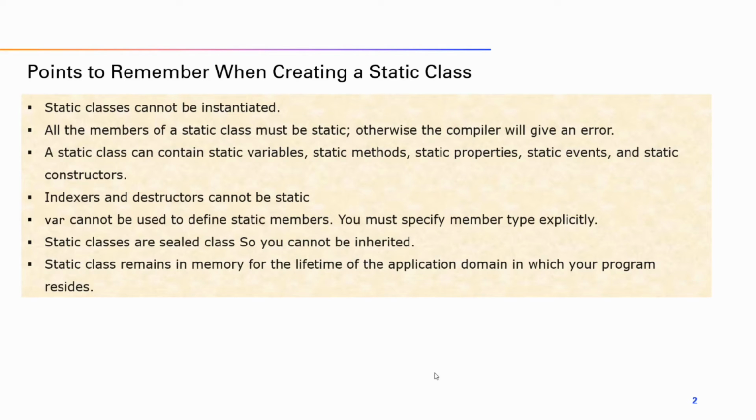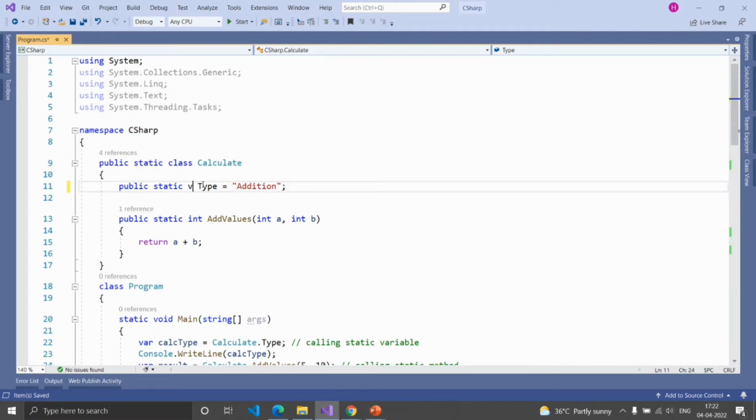Indexers and destructors cannot be static. Var cannot be used to define static members. You must specify the member type explicitly. That is, if I make this variable as var, it will show an error message. You should specify explicitly which data type it is.